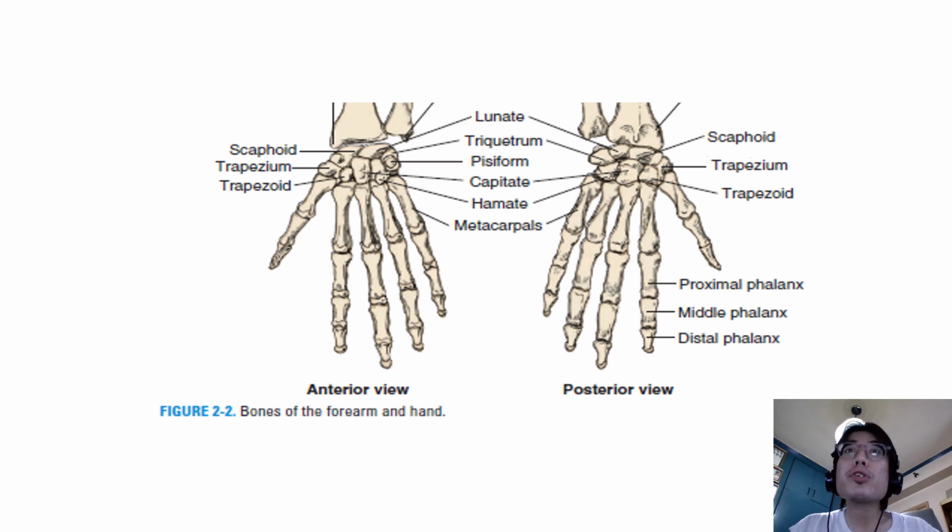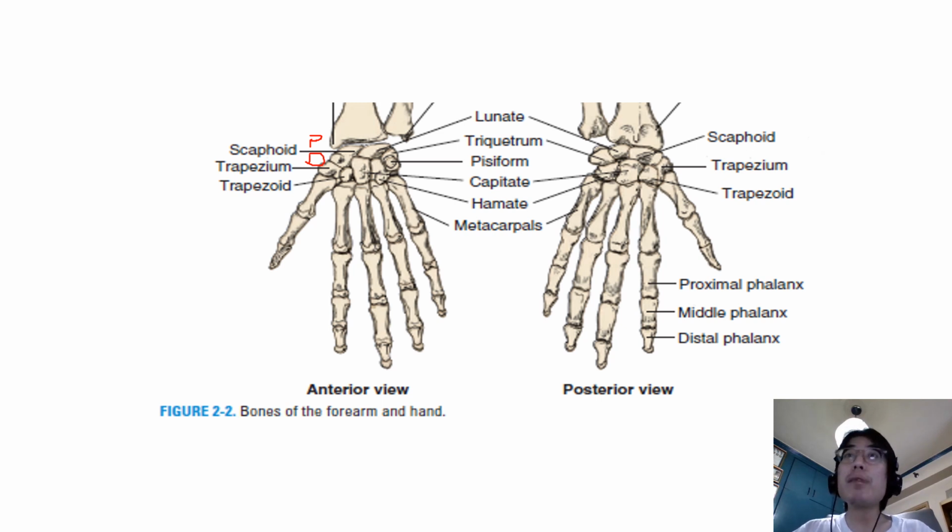The carpal bones or the wrist bones are arranged in two rows of four bones each. We have the first row, which is the proximal row of carpal bones, and the second row, which is the distal row of carpal bones. Arranged from lateral to medial, starting with the proximal row, we have the scaphoid, the lunate, the triquetrum, and the pisiform. And moving to the distal row, we have the trapezium, the trapezoid, the capitate, and the hamate.